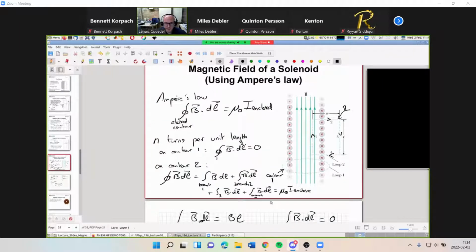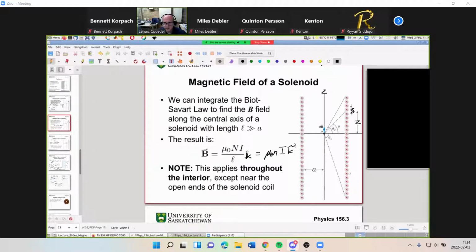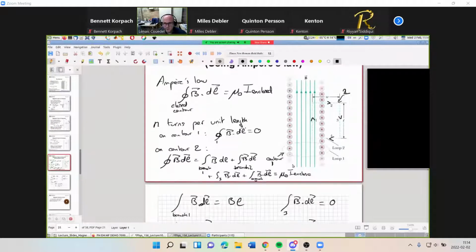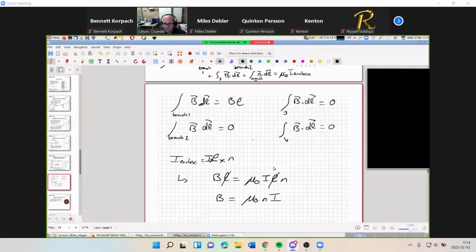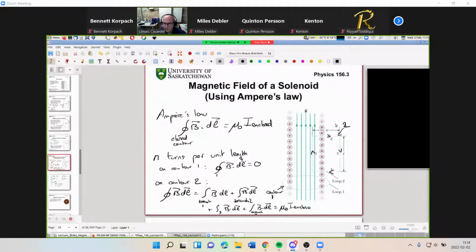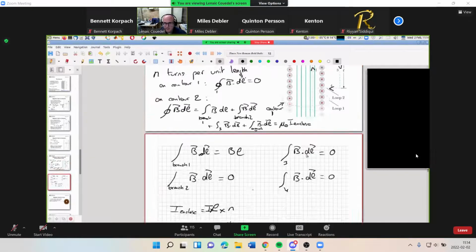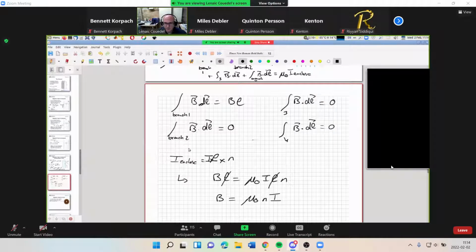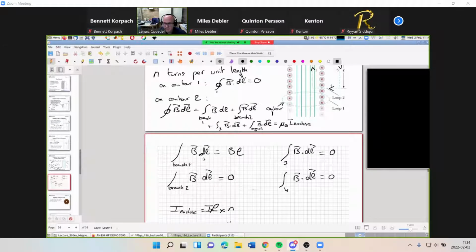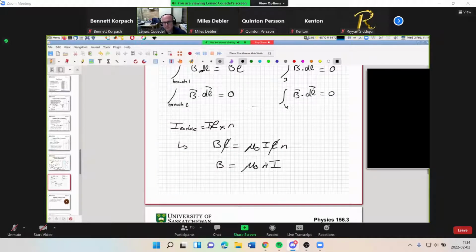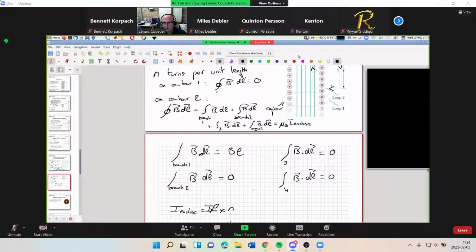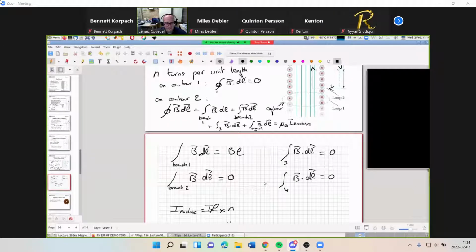So I recovered this result with minimal math, okay? Almost no math there. Just considering symmetries, choosing a path that makes sense with respect to the symmetry. Most of the integrals are 0. The only integral I have to calculate is trivial. It's just an integral of a line. And I obtain my B field inside my solenoid. Any questions?